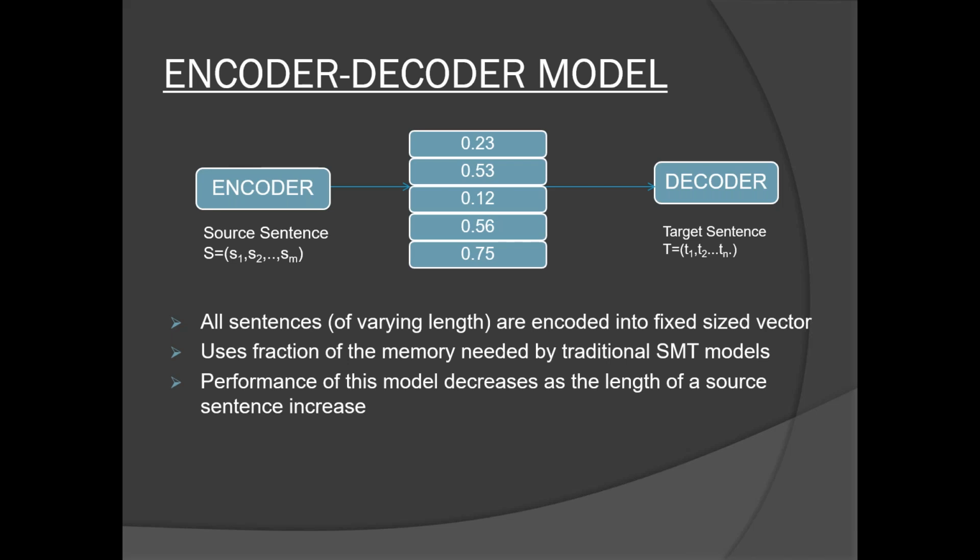As I mentioned, all sentences were encoded into fixed-size vectors, into a single large neuron, and it used a fraction of the memory compared to SMT models. And the performance of this decreases as the source sentence length increases. For a neural network to continue, it is actually a large neural network, and when you start predicting, the accuracy starts decreasing due to the lack of performance, as it lacks memory status.